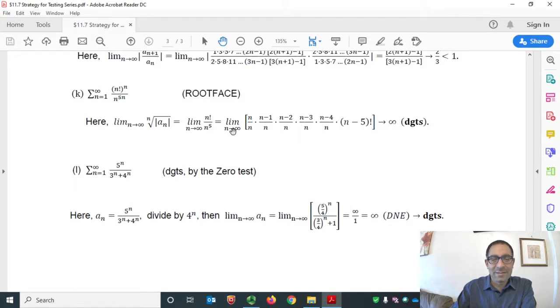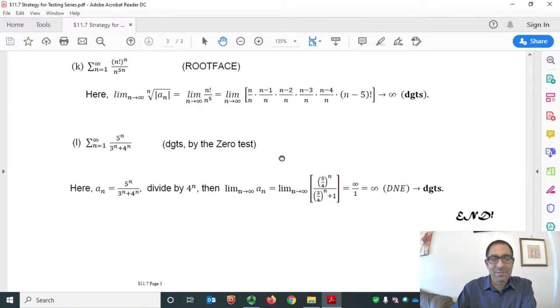And let's take the limit. When n goes to infinity, n over n cancels, it's just 1. The second, the limit as n goes to infinity of n minus 1 over n is 1. Similarly, its limit is 1, its limit is 1, its limit is 1, but this term goes to infinity. So that means our series diverges.